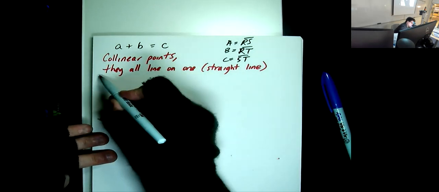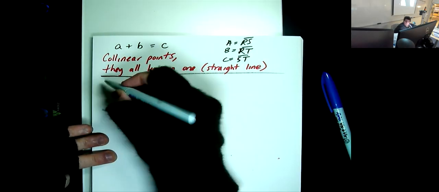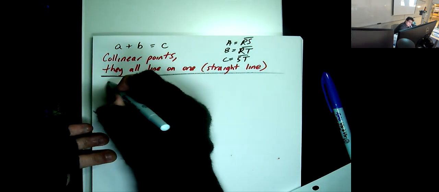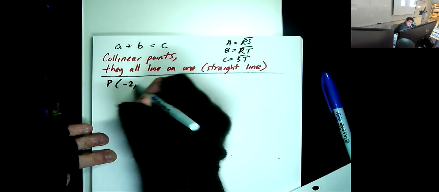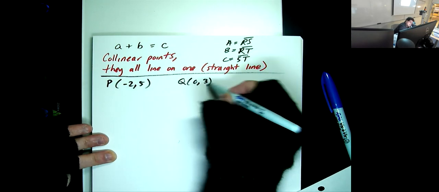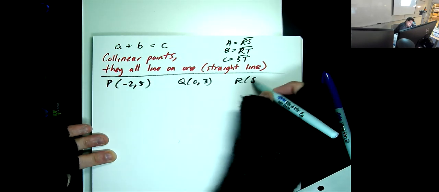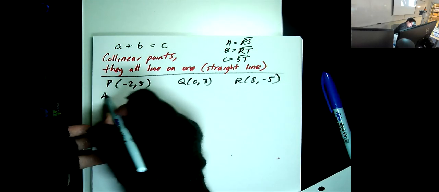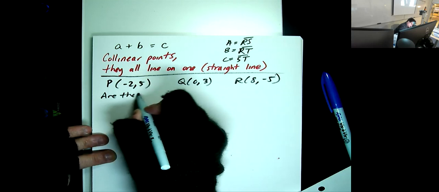So let me give you guys a problem to try. Let's see, what do we want? We're gonna use P, Q, and R. P is -2.5, Q is 0.3, and R is 8, -5. Are these collinear?